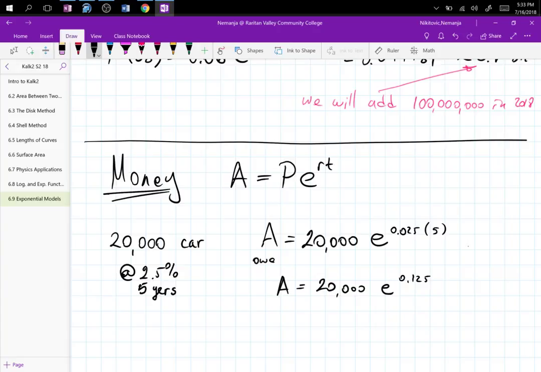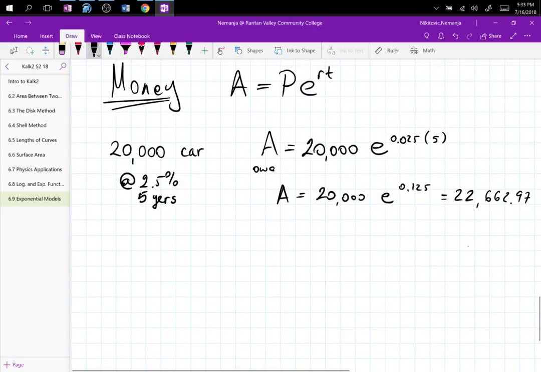So that's 20K times e raised to the 0.125 for a total of $22,662.97. So as you can see, your interest that you are paying for the service is $2,662. So you have to pay back the 20K you borrowed, and you also give the interest.